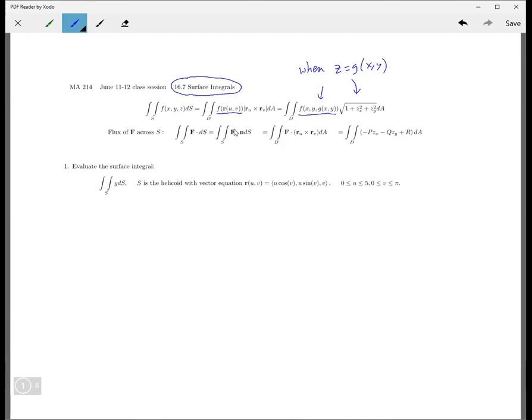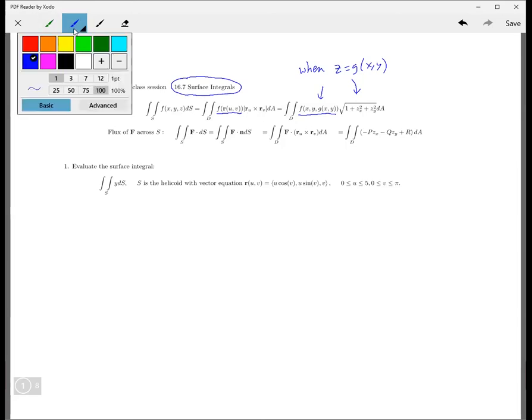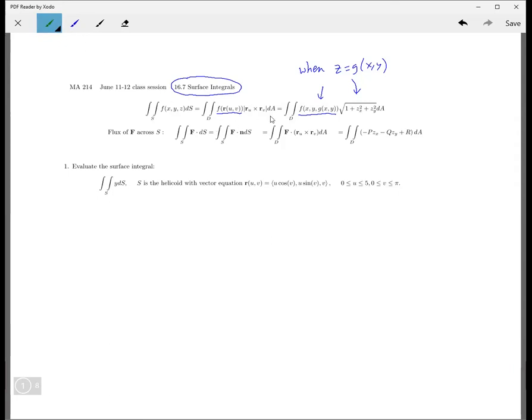Do you take the cross product of the... Yes. Good job. You realize that you have this situation here because you have this r of u, v. You don't have z equals something. So we're going to take r_u cross r_v.